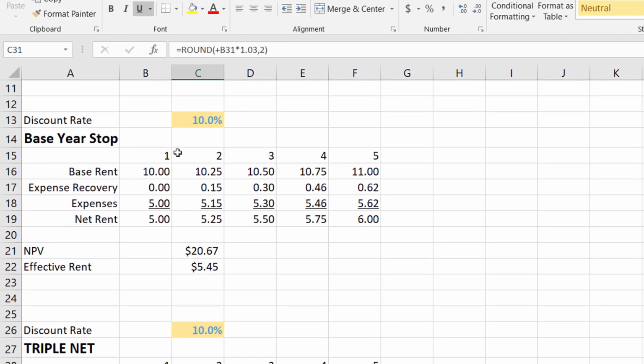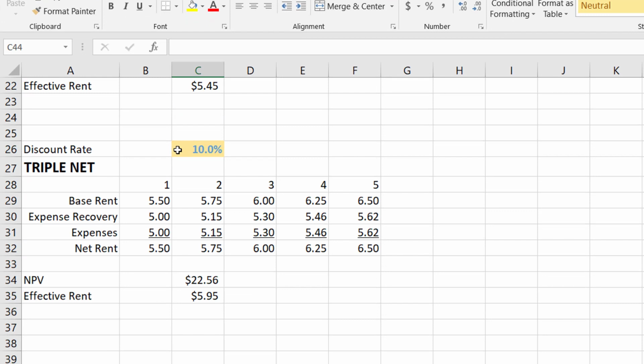Last thing is a triple net lease where you're getting all of the expenses recovered. And again, we've got a base rent that starts off at $5.50 here. It's growing by a quarter per square foot per year. So you can see that row there. The expenses are down here. Same story that we've done all this time so far: $5 plus 3% per year in expense increases.